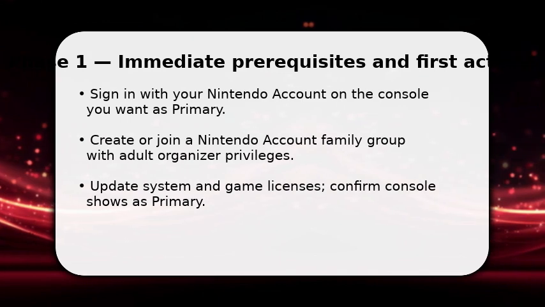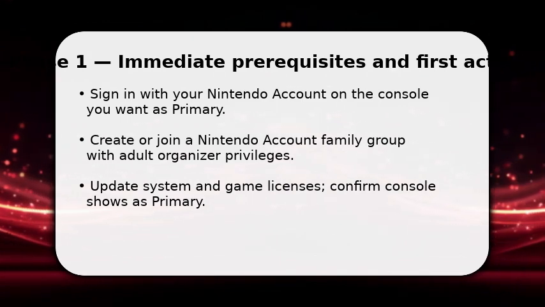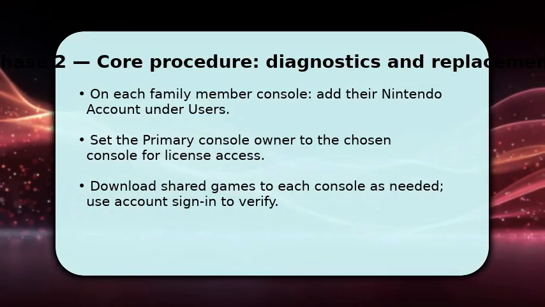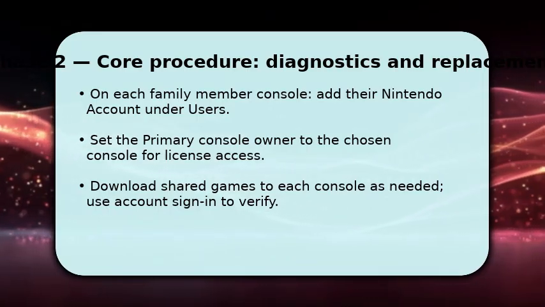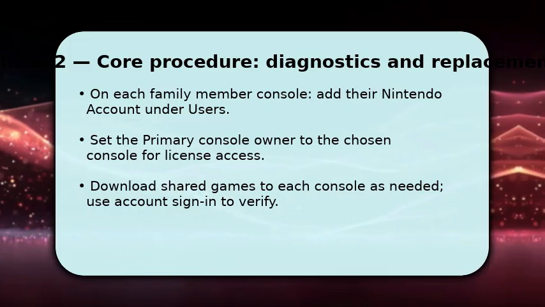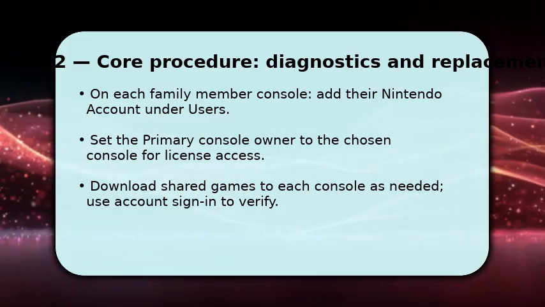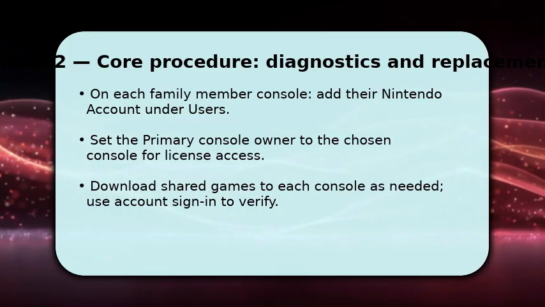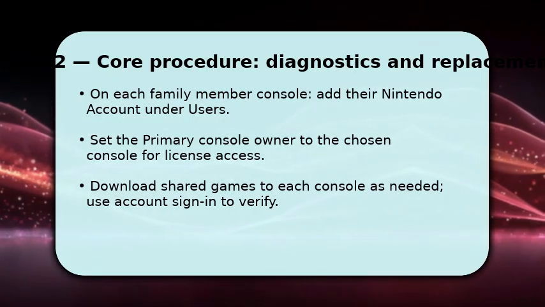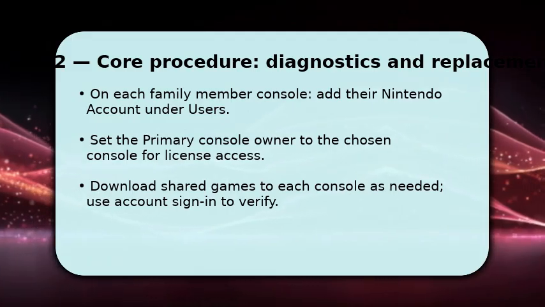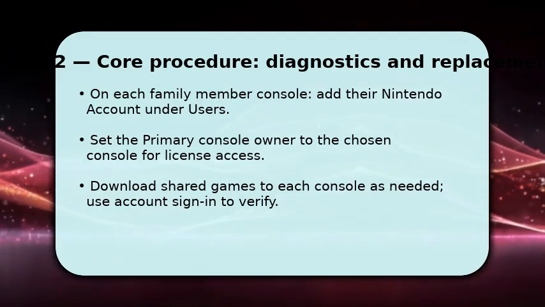Now link each family member's Nintendo account to a local user on their Switch. You must sign in with their credentials so the system recognizes their entitlements. Make sure only one console is set as primary for the owning account, because licenses permit other consoles to play only while that account is online. Once accounts are linked, download shared titles from the eShop library and verify they run under the correct user profile.